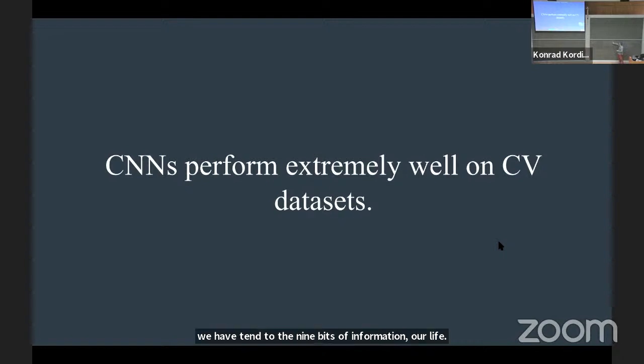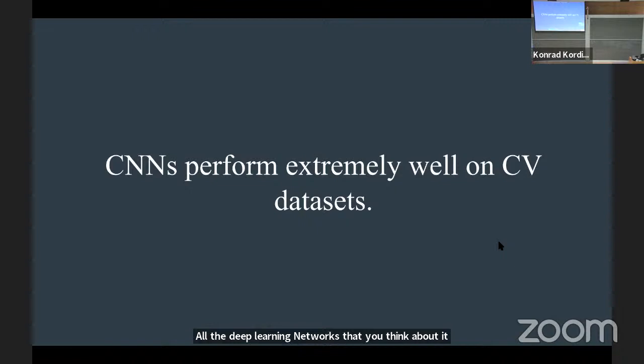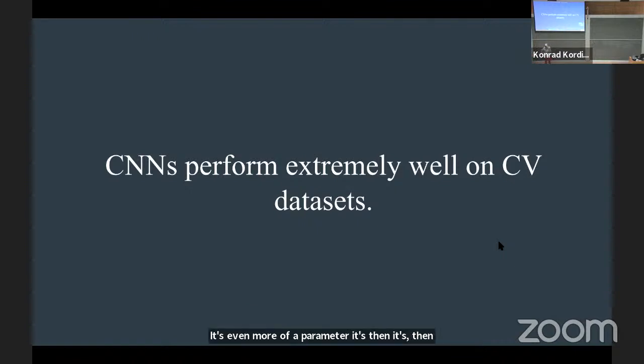No, we have 10 to the 9 seconds in our life, so we will have 10 to the 9 bits of information from the outside world. So the brain massively sits in the overparameterized situation. All the deep learning networks that you think about tend to sit in the heavily overparameterized region. It's even more overparameterized than it seems at first, because even if you have more stimuli, you will have lots of stimuli that are very, very similar. So you have a region where you might have a lot of data, but outside of that region, you have very little.